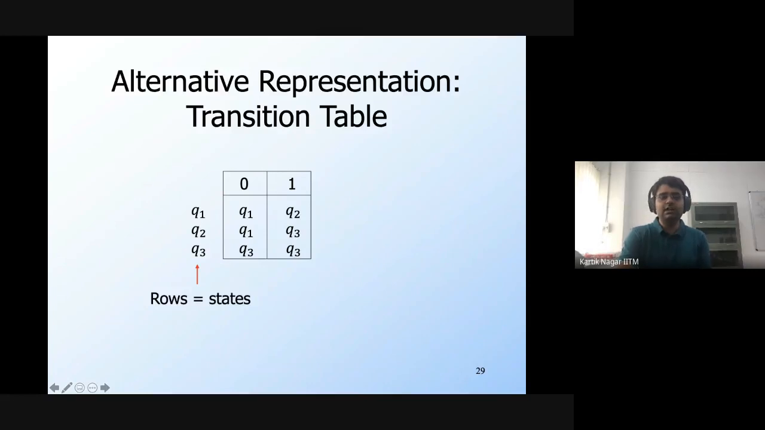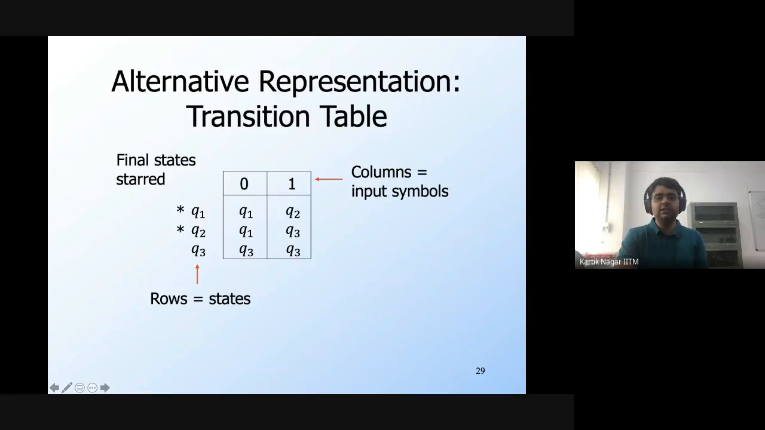The rows of the table are the states of the DFA. The columns are the input symbols. Okay, and we designate the final states with a star around them. In this case, Q1 and Q2 are the final states, so that's why these states have stars. And finally, we have an incoming arrow for the start state, which in this case is Q1. And the entries of the table themselves are the transition function, so they are the representation of the transition function.